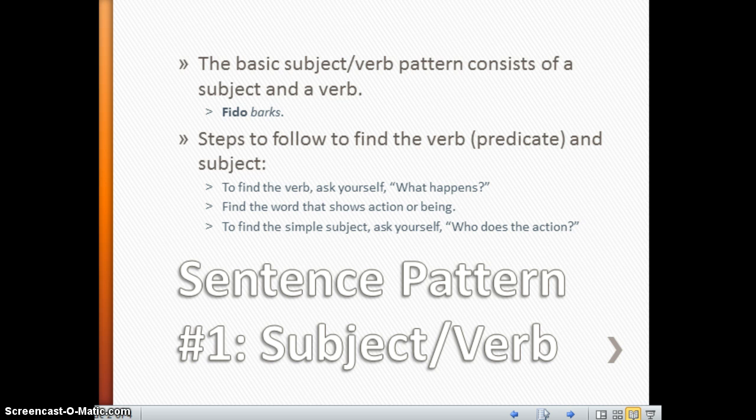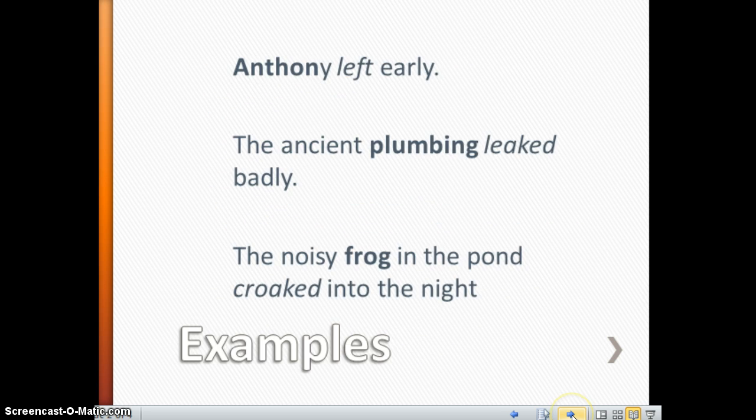And then you need to find the word that shows the action or the being. So you ask yourself, well, who does this action? Fido is the one who does this action. So this sentence follows the basic subject-verb sentence pattern. Here are three more examples.